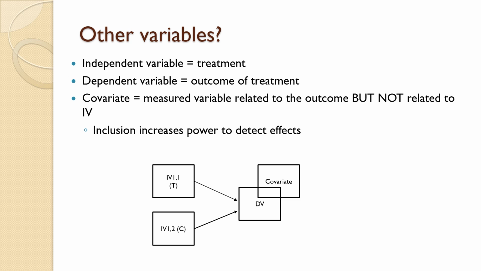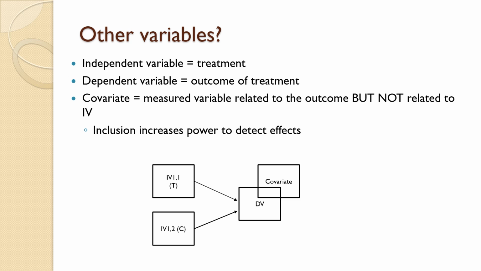Okay, so quickly. Now we have to think about what other variables we want to collect in our study. This is a randomized controlled trial, an RCT. And in an RCT, you have an independent variable, a dependent variable, and then sometimes you might be interested in some covariates. Covariates are defined as variables that you could measure in your study that are related to the outcome only. They cannot be related to the independent variable. And their inclusion increases the power to detect effects. And hopefully the picture makes it somewhat clear why that's true.